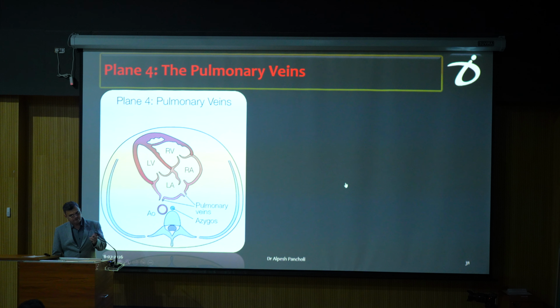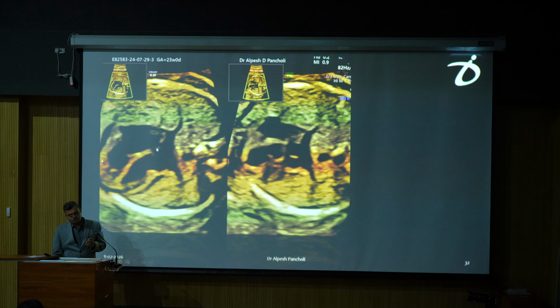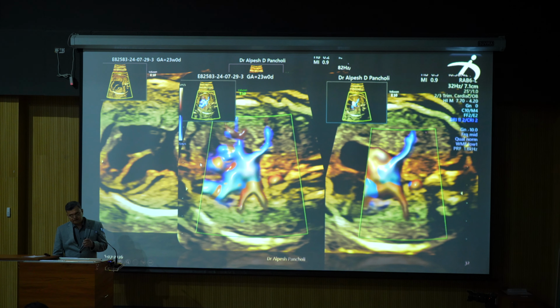Coming to the next plane, that is the pulmonary vein plane. So this is at the 4-chamber view. Here at this level we can see inferior pulmonary veins. So it is best seen on the lateral 4-chamber view. So you can see both inferior pulmonary veins joining into the left atrium, and this is with the power Doppler.